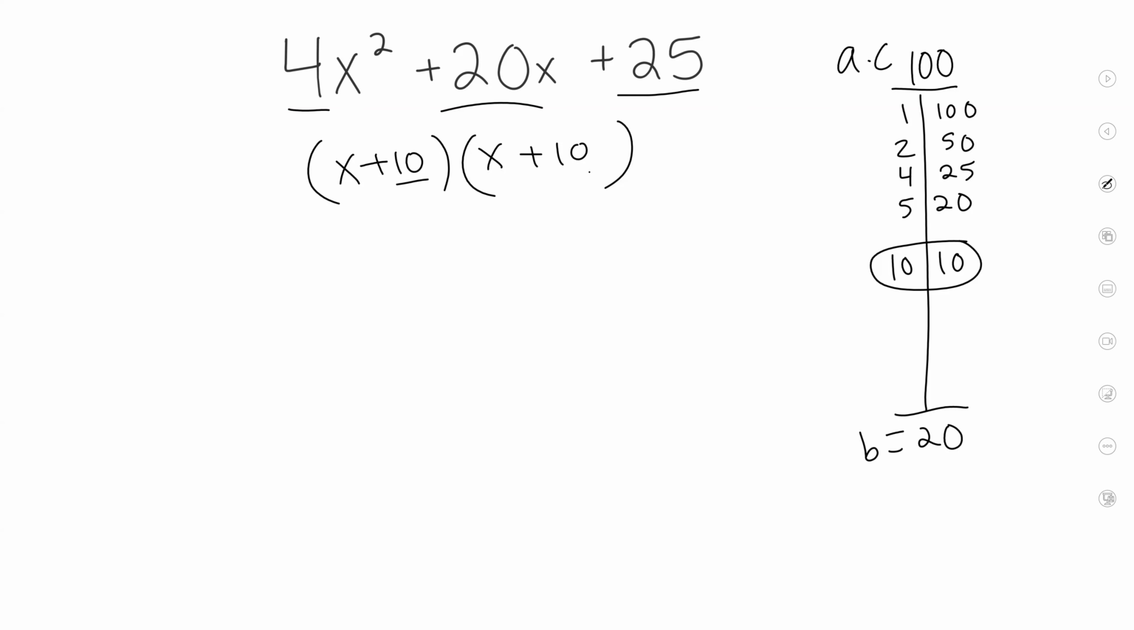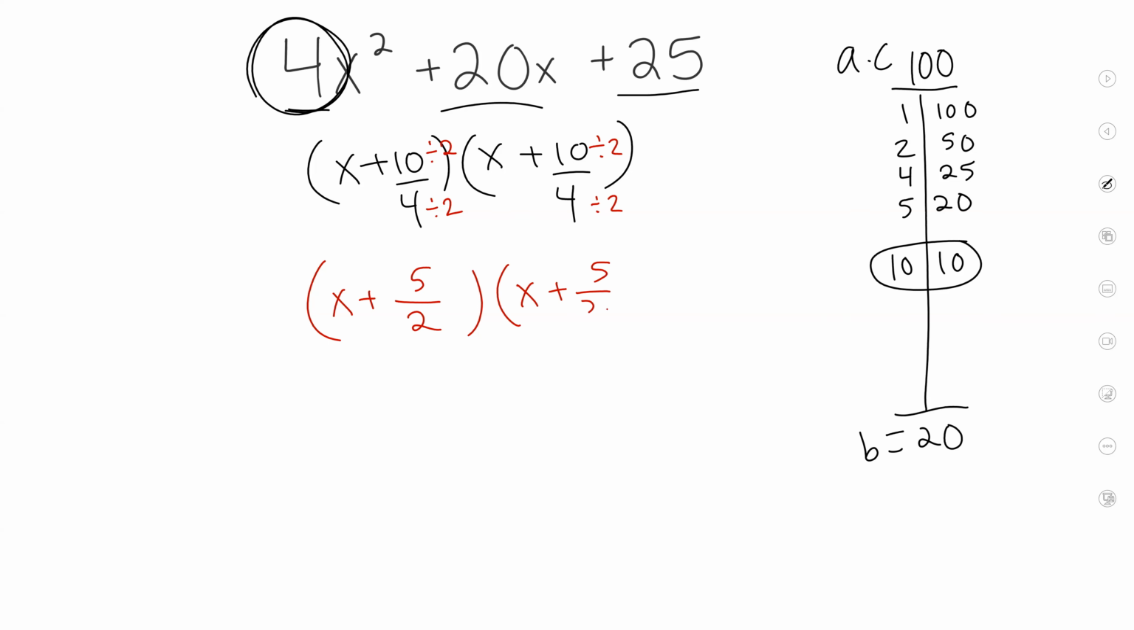Now we're going to divide by the A value. This was the A value, so we're going to divide by 4. Now simplify your fractions. I'm going to divide these both by 2. 10 divided by 2 is 5. 4 divided by 2 is 2. And this is the exact same thing. Okay, so these are my factors. They're the same. You could also write this as x plus, oh, we're not done.